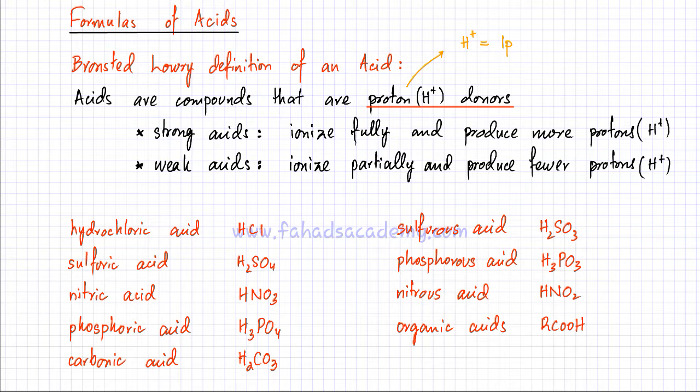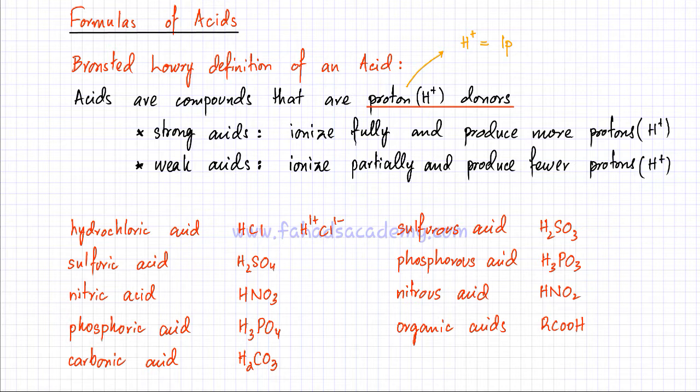So we need to know the formulas of different acids. Some of the common acids I've listed below. There is hydrochloric acid, which is HCl. Remember, an acid is going to be a compound that has H+1 ions because it's going to produce H+1 ions. If a substance doesn't have H+1 ions, it would not be able to act as an acid. HCl is made up of two ions, H+1 and Cl-1, so the formula is HCl.